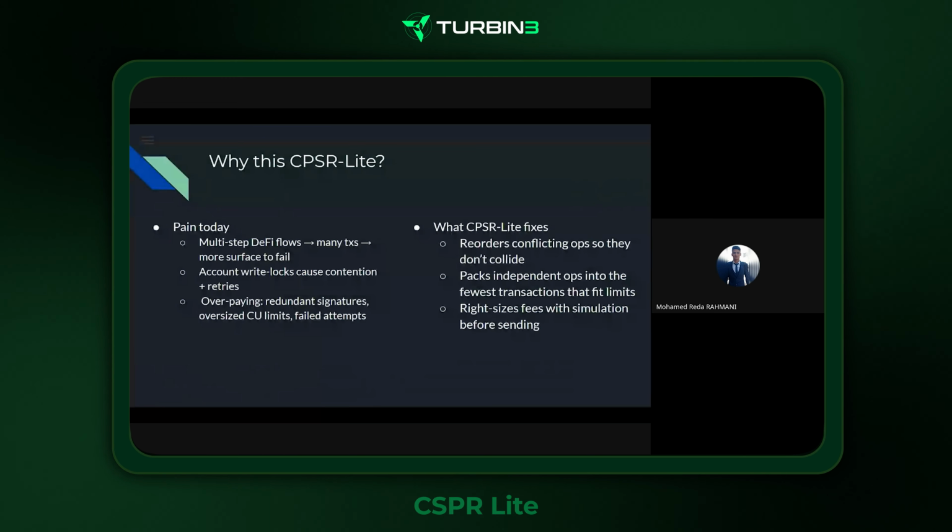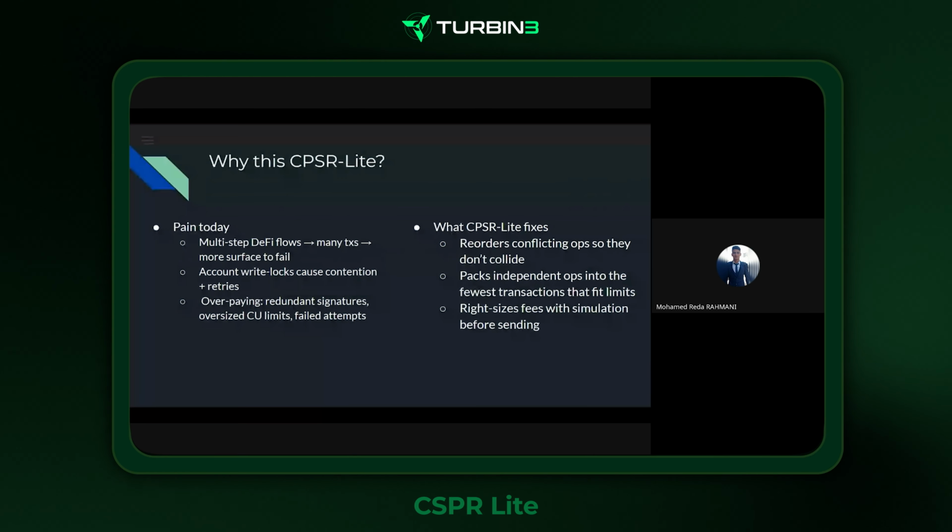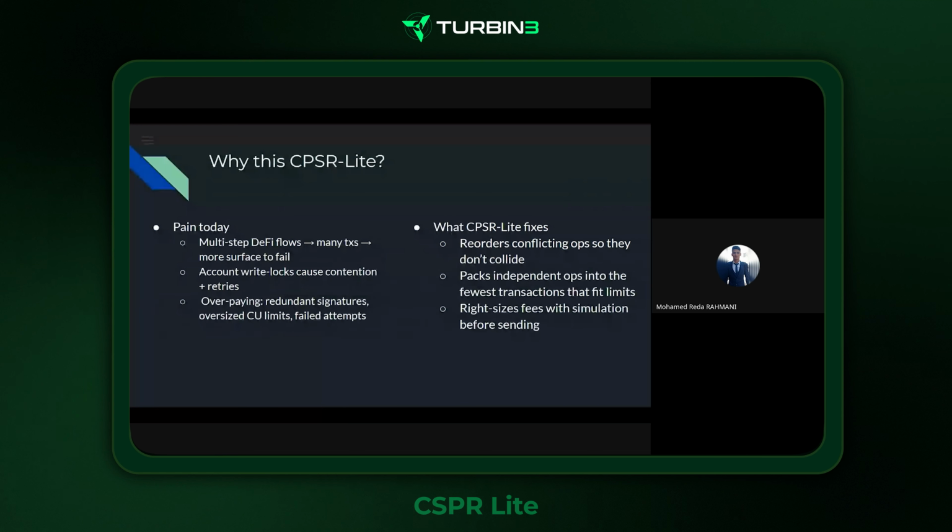So CPSR-Lite rollup fixes this problem with three things. It reorders steps so that transactions don't clash over the same account. It packs multiple steps together into fewer transactions, with less overhead. And thirdly, it sizes fees correctly by simulating once, learning the real cost, and paying only what's needed. Think of it like turning 6 separate Uber rides into 2 carpools that don't fight over the same road, and we do a short test drive before we actually go.